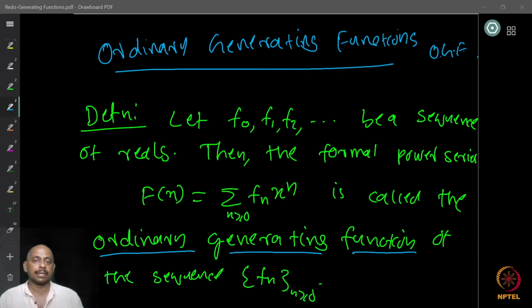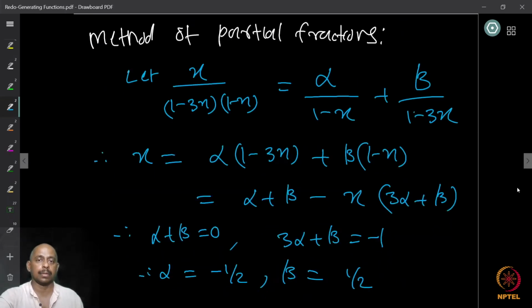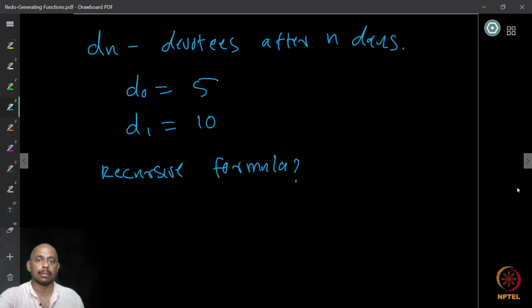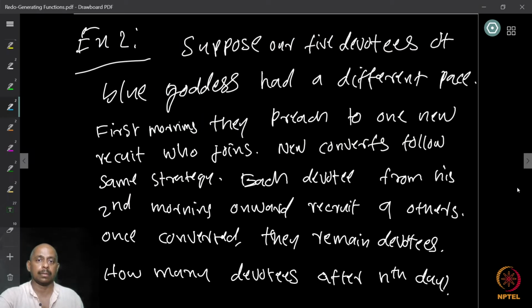Okay, in the previous lecture, we looked at ordinary generating functions, and one example. Now, we will look at a couple more examples before going into further topics. So let us start with another example. So here is our example 2.